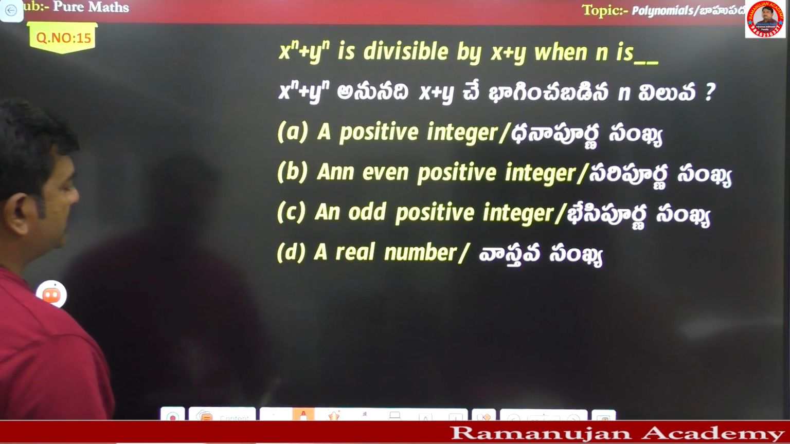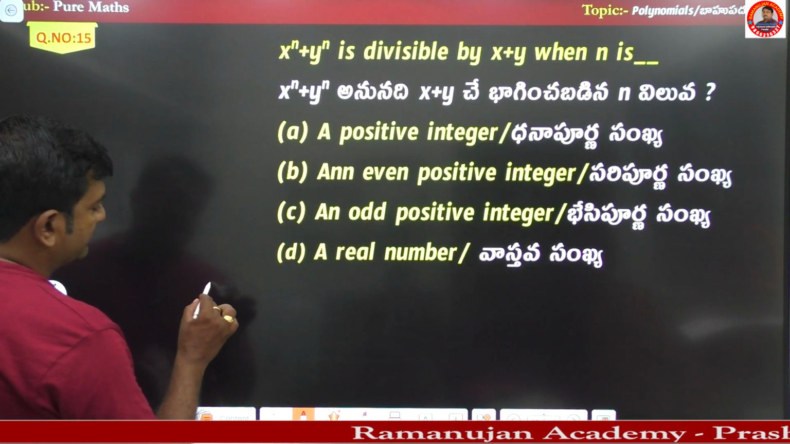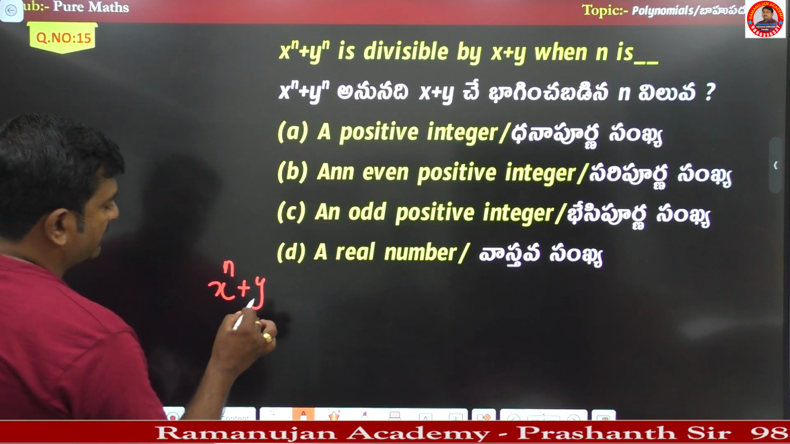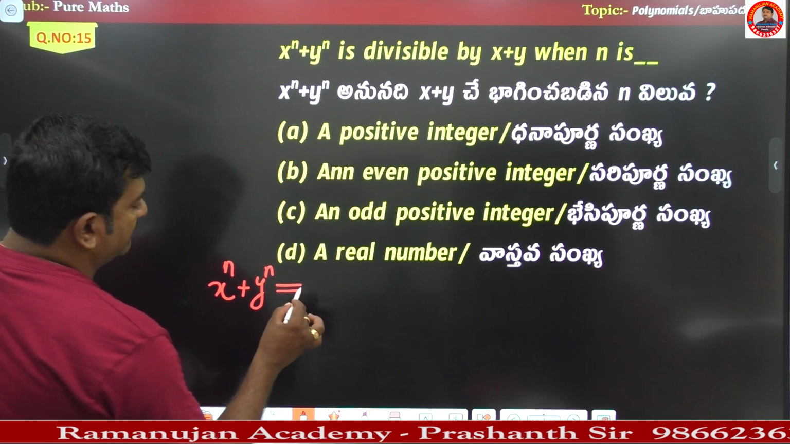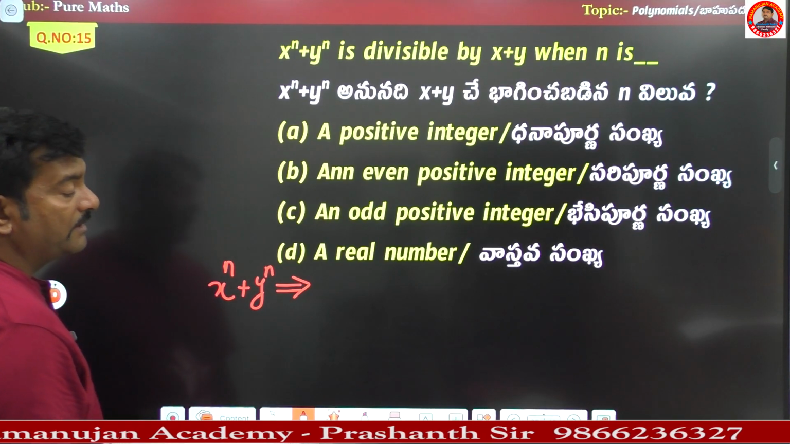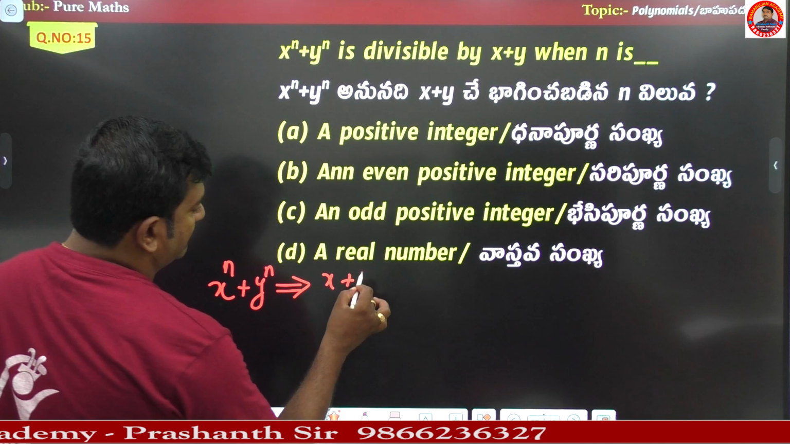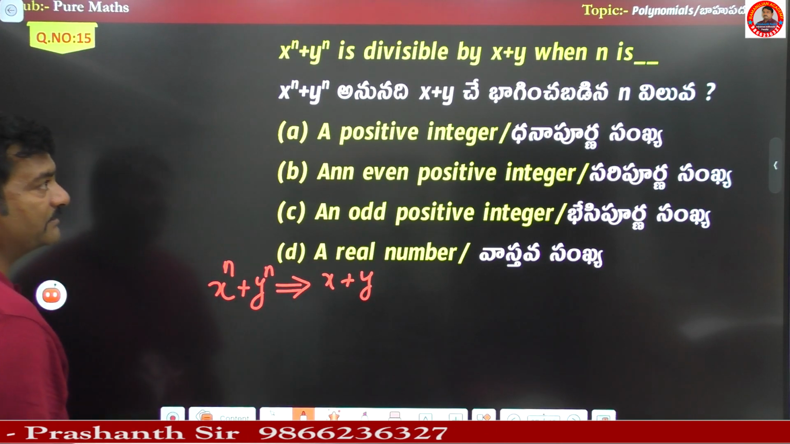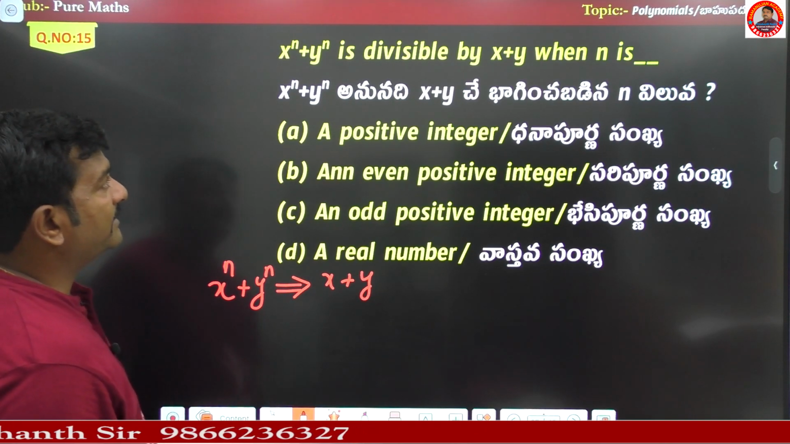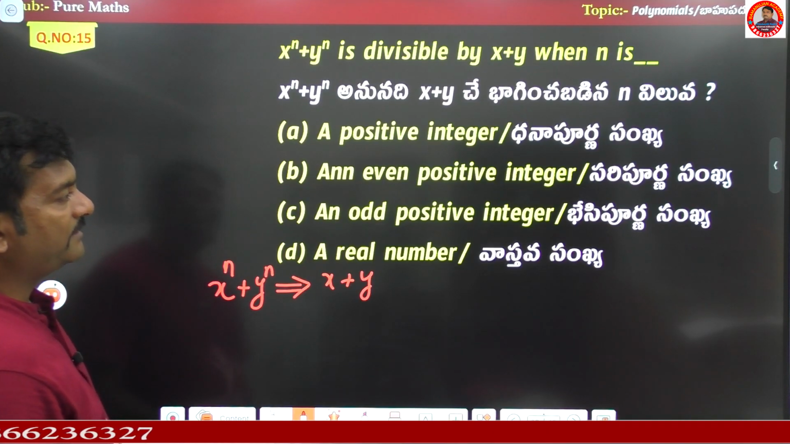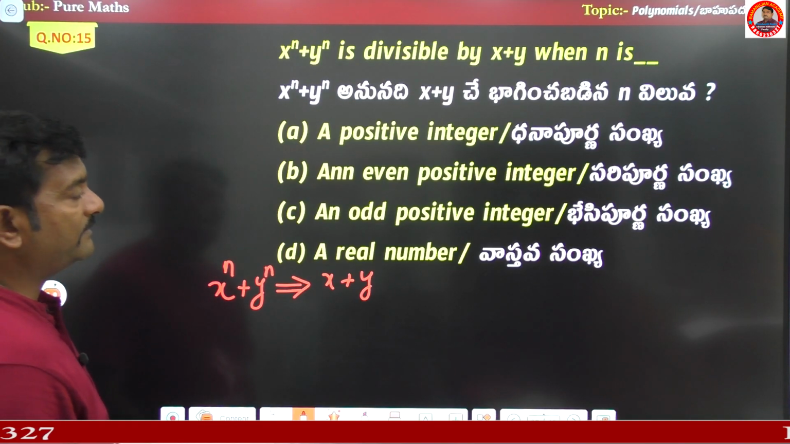Usually this type of question we can verify with options. We are going to verify with respect to options. x power n plus y power n is divisible by what? x plus y. x power n plus y power n is divisible by x plus y when n is what? Even number, odd number, or both, or anyone? We'll see.